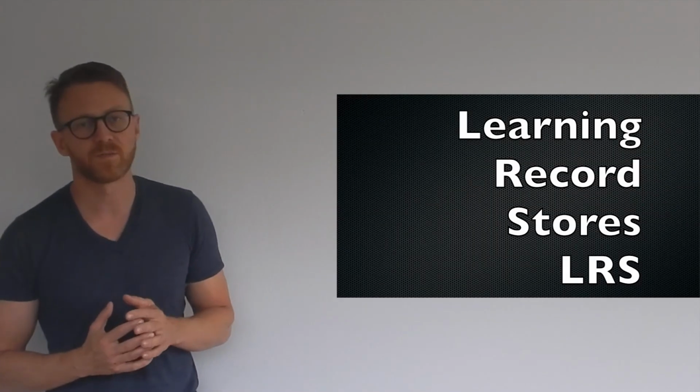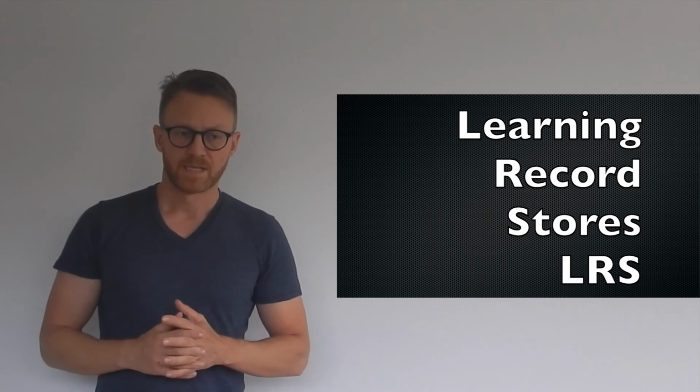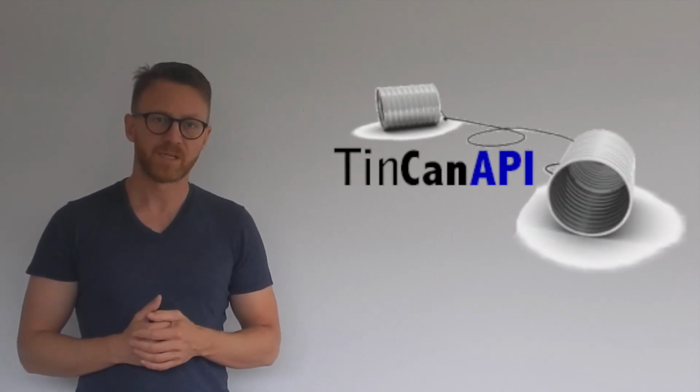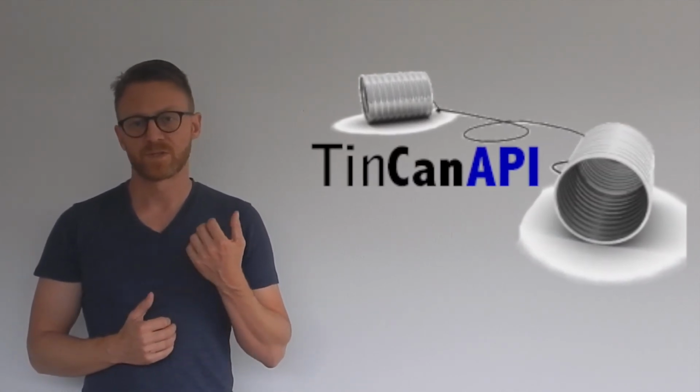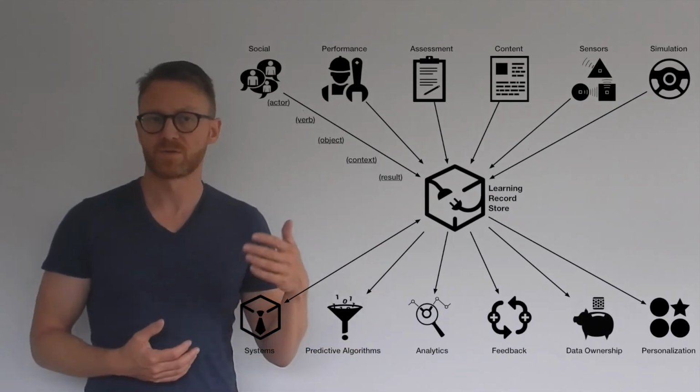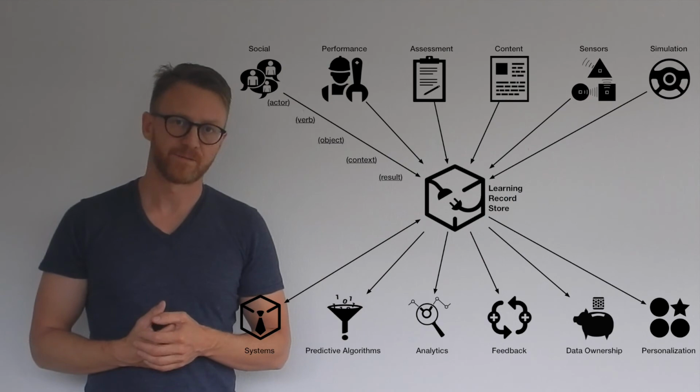Now, the final one I want to talk about is learning record stores. Learning record stores are an interesting new development, based around different things, but one of the main reasons why we're seeing them is because of xAPI, or the Tin Can API, which is a new type of SCORM, if you want. It's a new type of communication of data between a learning record store, which is a database, and the content that's happening on your learning management system, in your browsers, and your learning experience platforms.